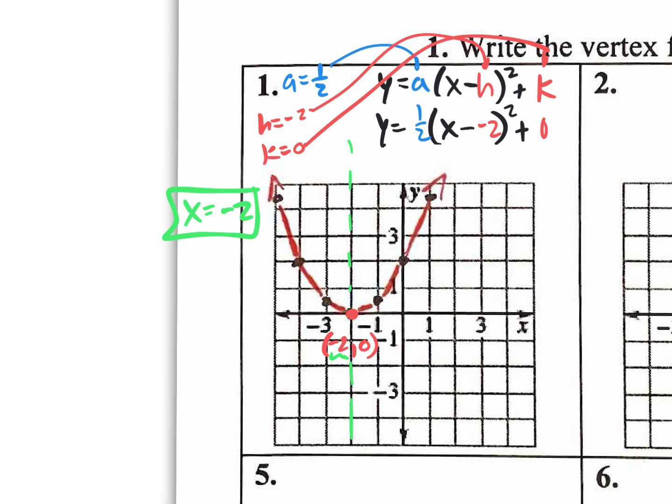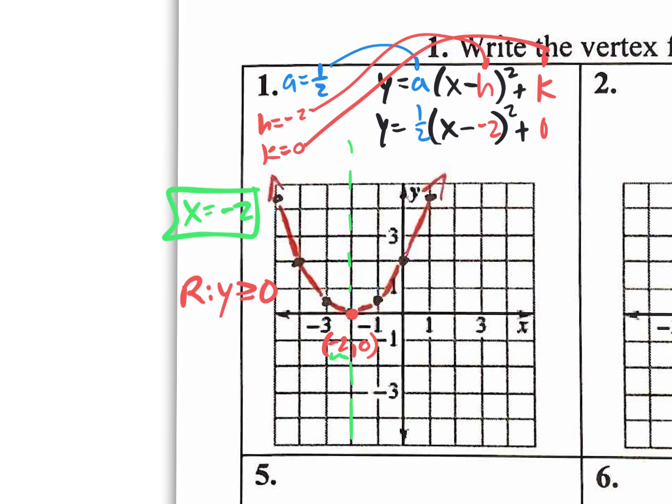They also asked for range. The range is, since it's opening up, greater than or equal to the k value, which happens to be 0. Okay, you could clearly see that the y value of 0 is where the parabola starts existing, and it does open up. A couple other things we could mention is that there's only one x-intercept, at the location -2. You could also say that the y-intercept is at +2.